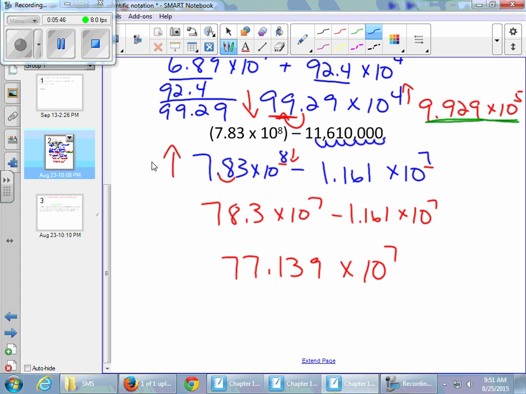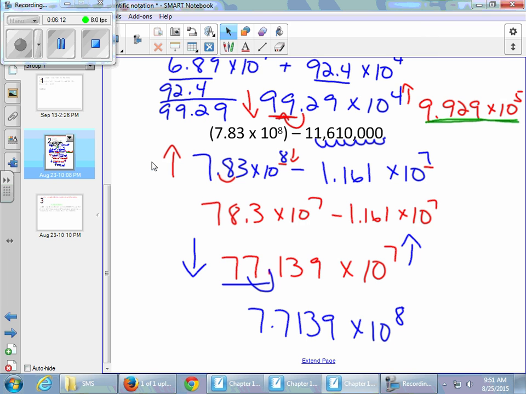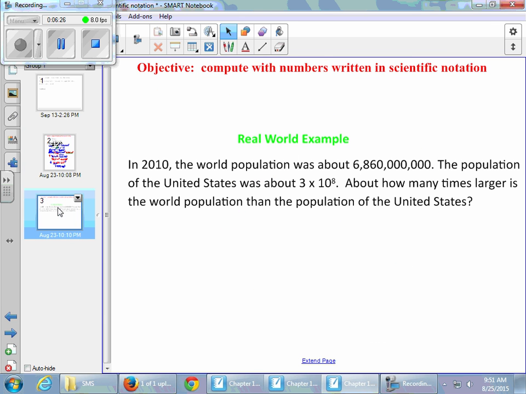And we are done. No, we're not done, because once again, always check your scientific notation. Make sure there's only one number to the left of the decimal. We have 2, so that means we have to move our decimal over one spot. 77 becomes 7.7, so this one goes down. It means the 7 goes up. And now we have 7.7139 times 10 to the 8th power. Now we are done with that problem. Again, any questions, please write them down, review the video, bring them into class, as we're going to head over to our real world example.